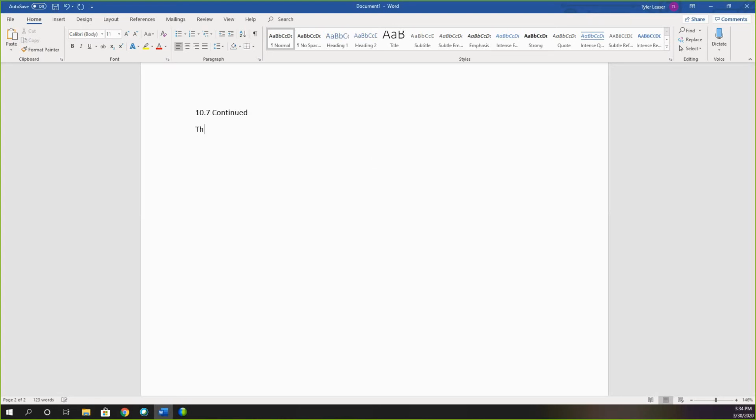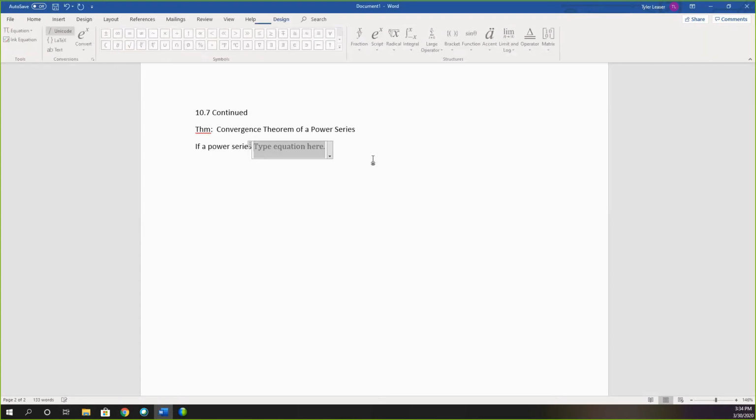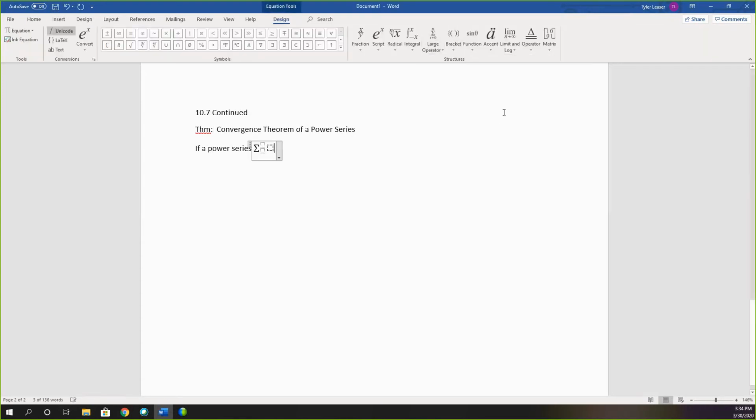So the first theorem is called the convergence theorem of a power series. And what it says, if a power series, and when we're talking about a power series, just to write it out, this is going to be our sum n going from 0 to infinity. Remember, we're going to have those constants out in front, and then our x to the n.